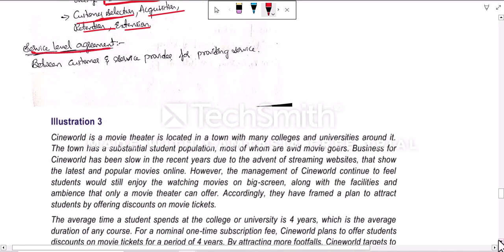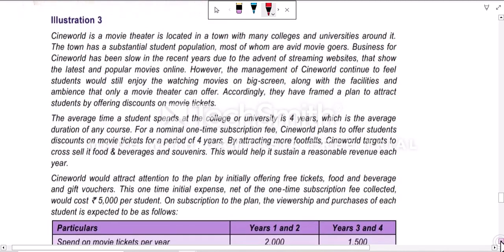Service level agreements are in supply chain management only. This is a part of supply chain management, where the original contract is edited or changed between the customer and the service provider for providing the service. So I said there is an example, no, for what it is, present value of customer lifetime.